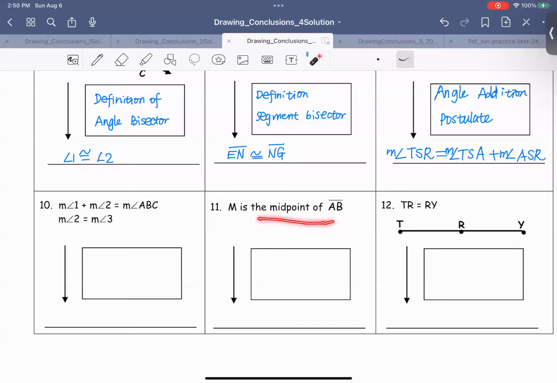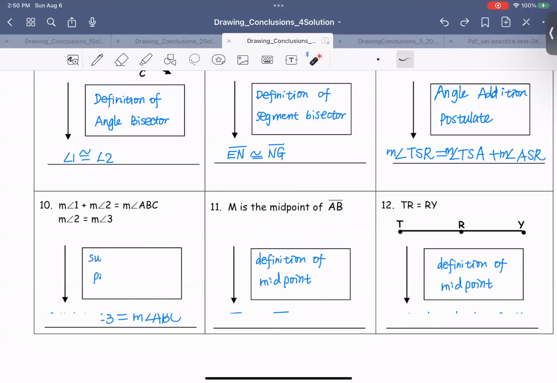That would be definition of midpoint. So conclusion will be? Line AM is congruent to line MB. Good. Very good. Definition of midpoint. And then over here, that would be definition of congruent segments. You can see this one is congruent to this. Okay? That's pretty good.